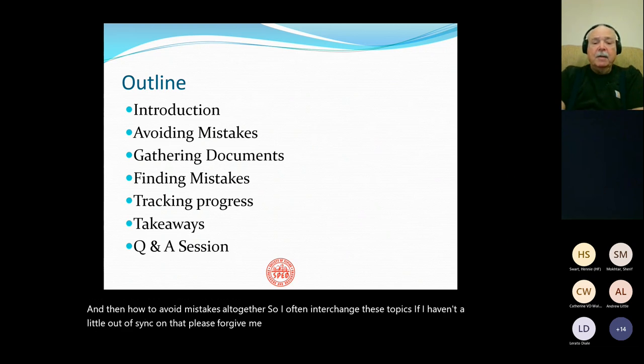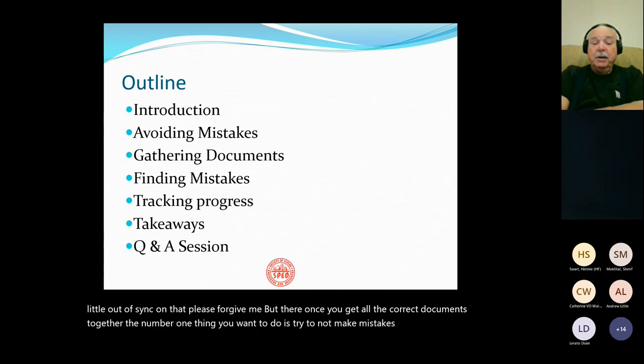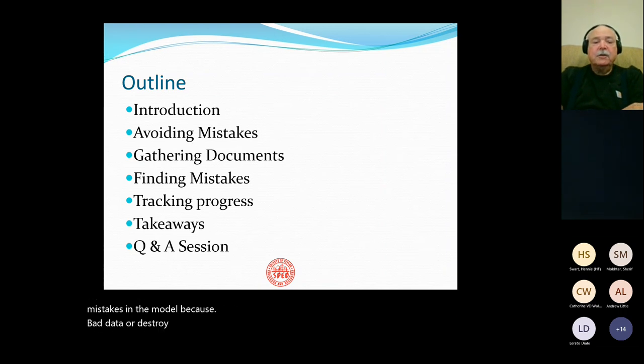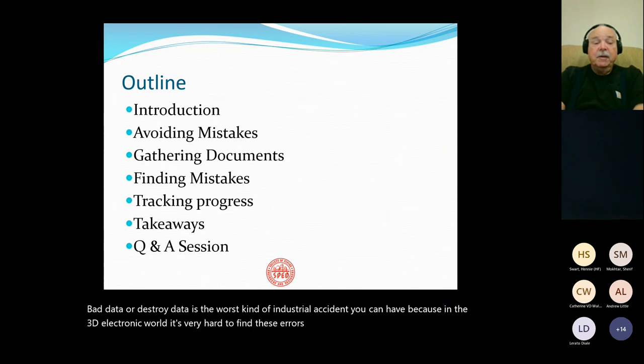But once you get all the correct documents together, the number one thing you want to do is try to not make mistakes and introduce mistakes in the model, because bad data or destroyed data is the worst kind of industrial accident you can have, because in the 3D electronic world, it's very hard to find these errors once you've introduced them. But that's what this seminar is going to be about.